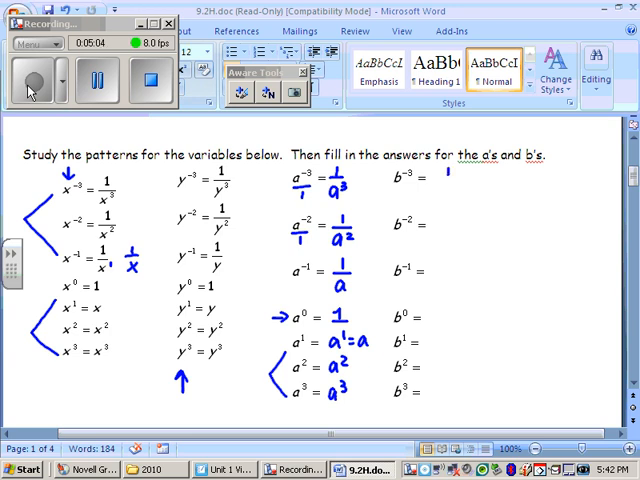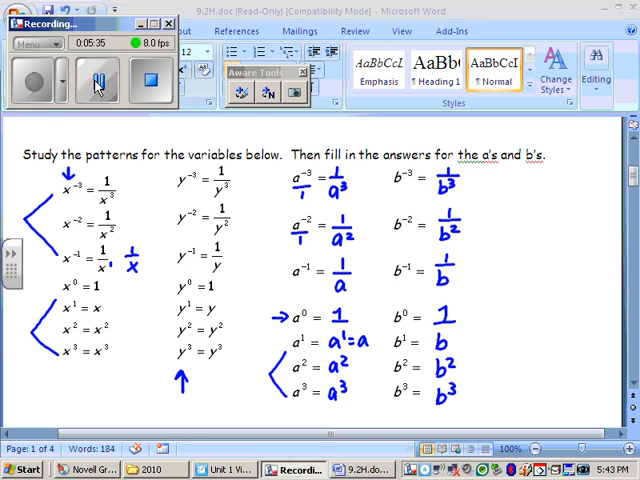Doing the same for the b's, we would have 1 over b cubed for b to the negative third power, 1 over b squared for b to the negative second power, 1 over b to the first, or 1 over b, for b to the negative first power, back to b to the 0 power, which is 1. Then the last three, because their exponents are all positive, nothing will change about those expressions.